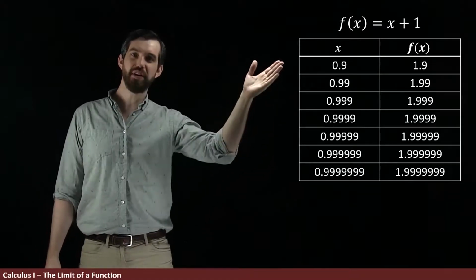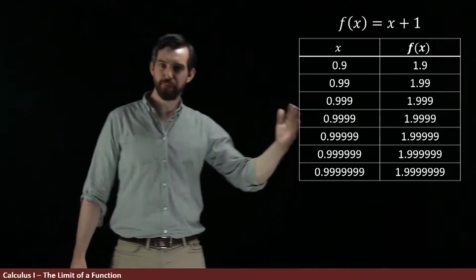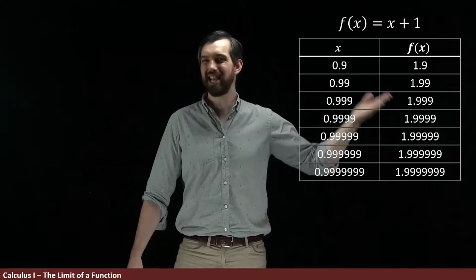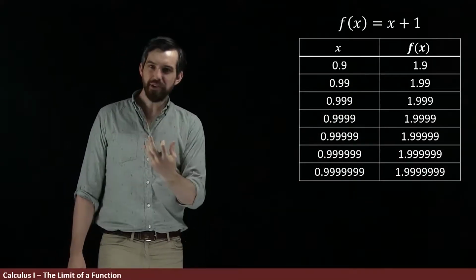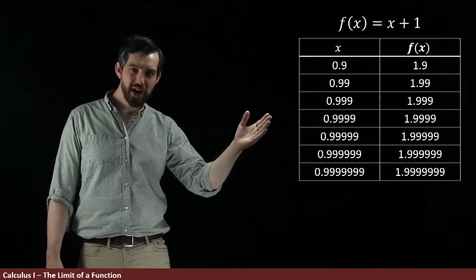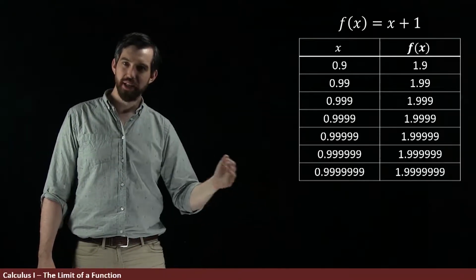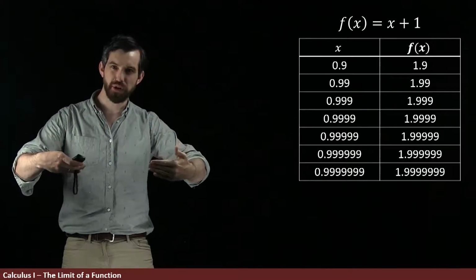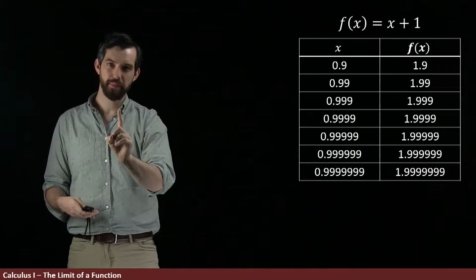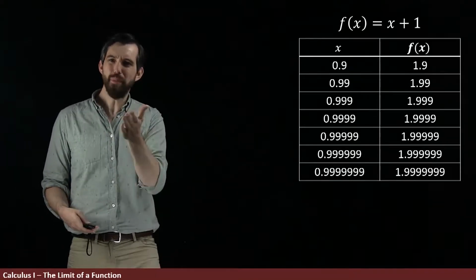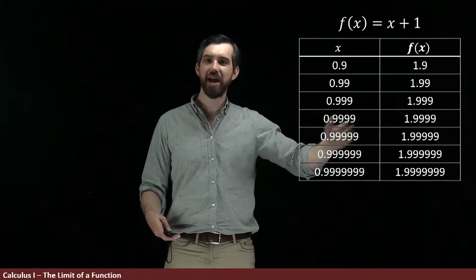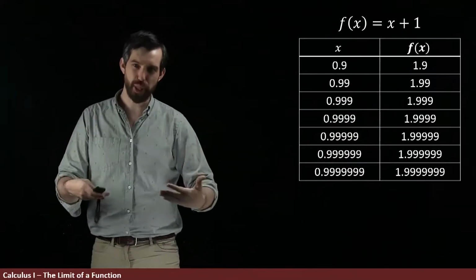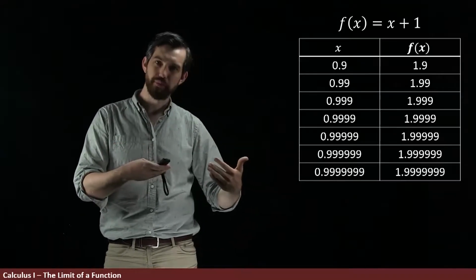I've just got a whole bunch of different x values, and then I've plotted out what the f of x values are. Because it's x plus 1, it's easy to do. I just add 1. And then the x values I'm taking, notice they're 0.9, 0.99, 0.999, and so on. These are numbers getting closer and closer to the value of 1. And then if I think about what's happening to f of x, well, 1.9, 1.99, 1.999, and so on, it is getting closer and closer to the value of 2.